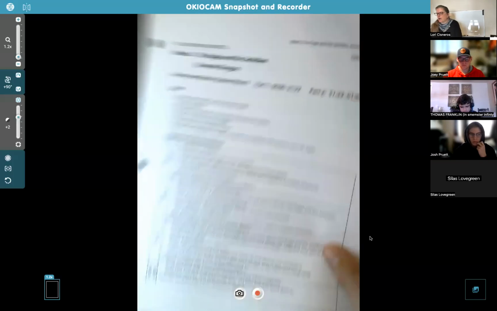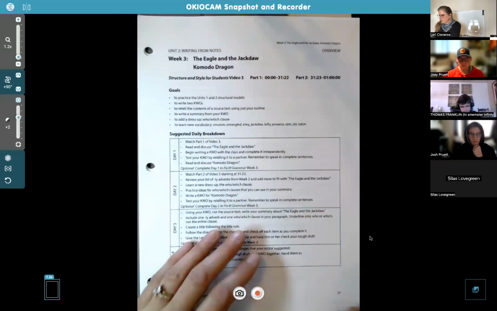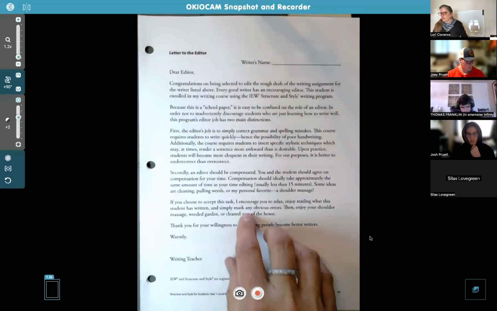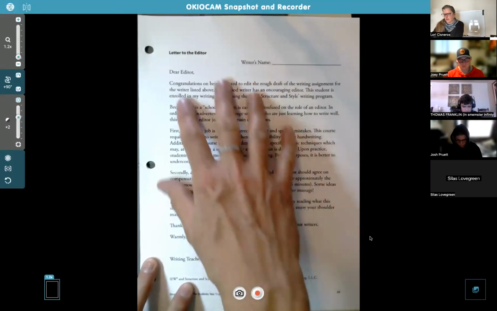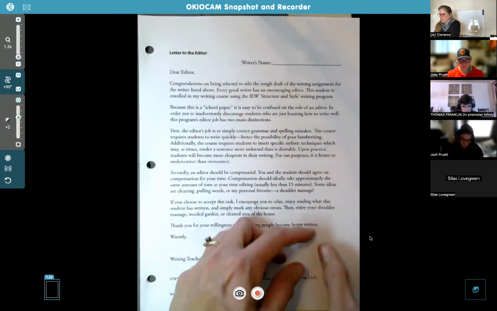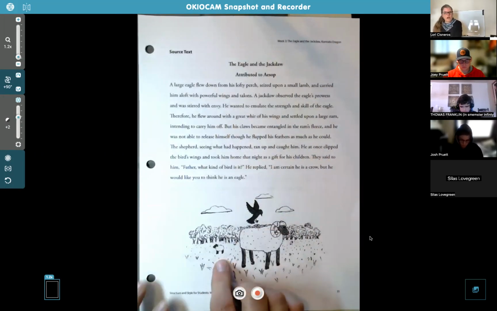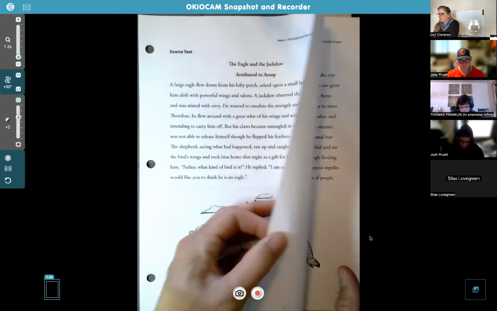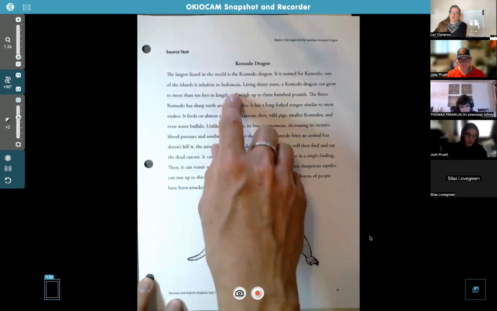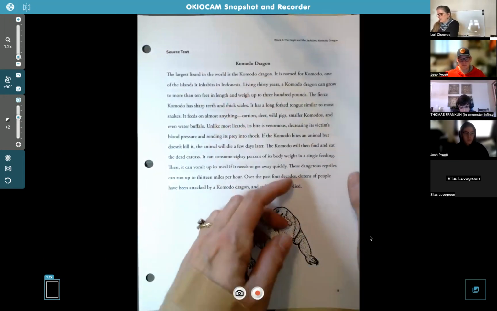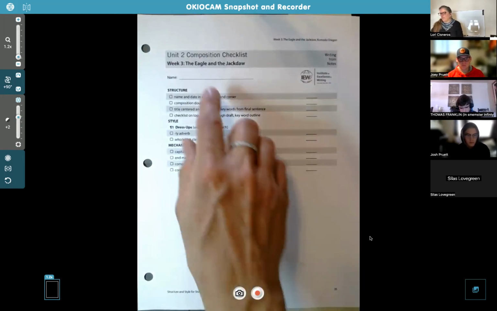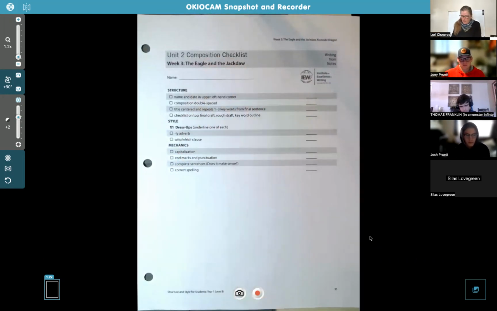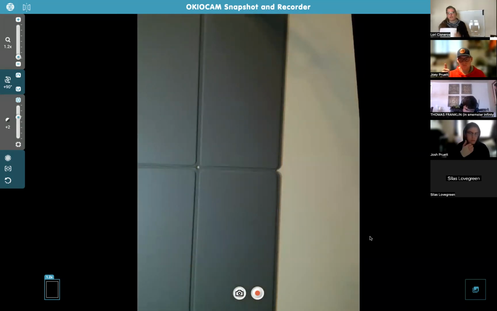These are the pages you need out from your binder. This first one, page 27. Then this is page 29. It looks like a letter, says Dear Editor. And page 31 that says the eagle and the jackdaw. And page 33 that says Komodo dragon. And page 35, this is the checklist. So you should have 5 pages out. Give me a thumbs up if you got all 5 pages. Close up your rings when you get them out.